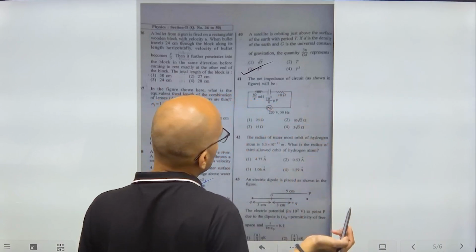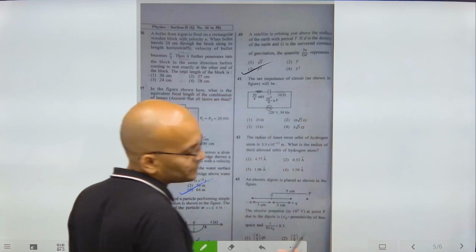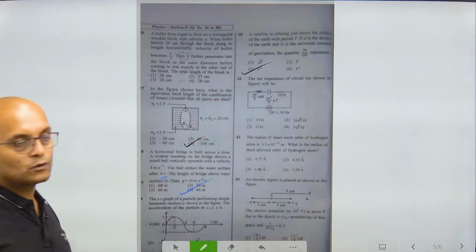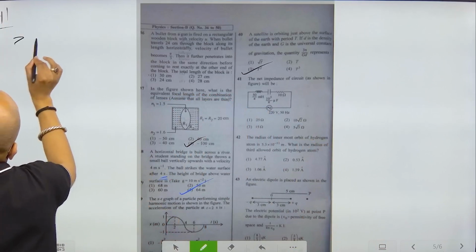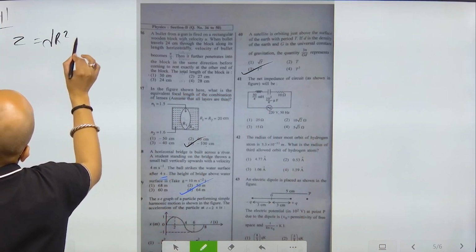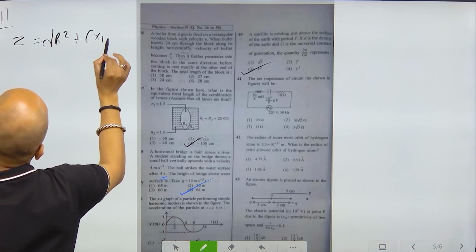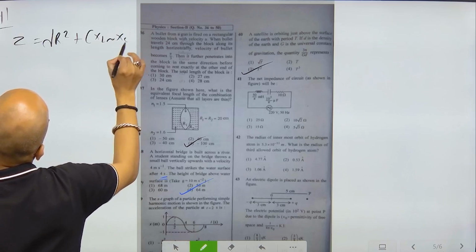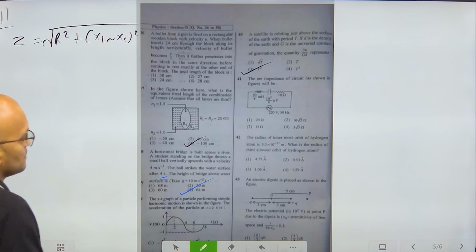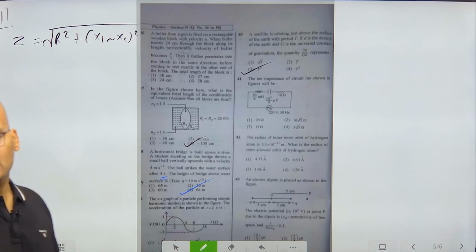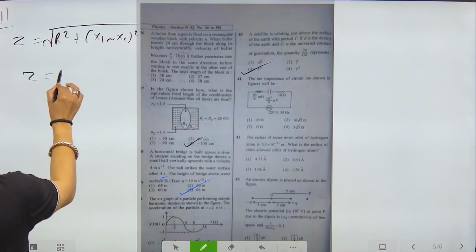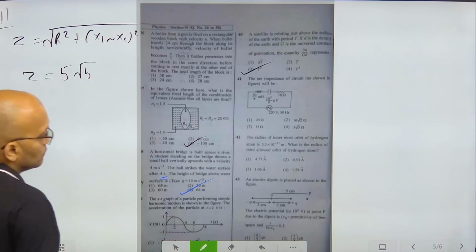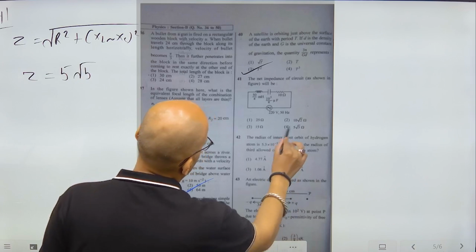Net impedance of the circuit. Oh my god. They are asking you to calculate net impedance. Under root r square plus XL minus XC whole square. Whatsoever is greater, subtract from that. Apply and solve it. Z comes out. All the values are given. 5 root 5. Option D.